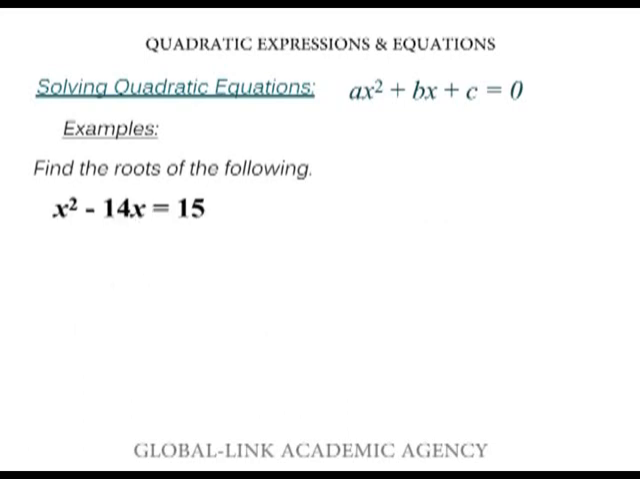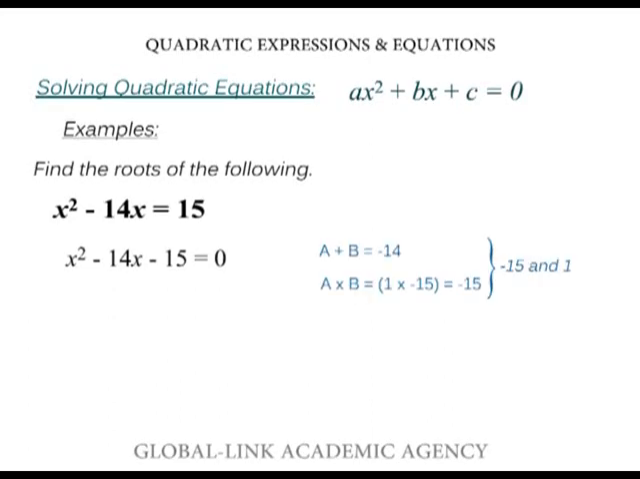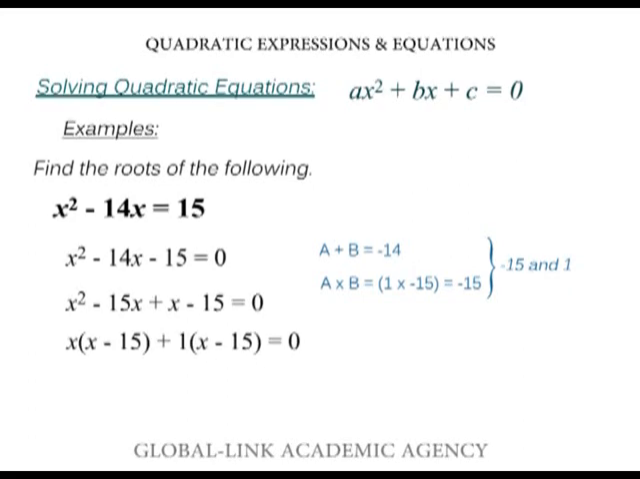B. x squared minus 14x is equal to 15. Write in standard form: x squared minus 14x minus 15 is equal to 0. Factorizing, our numbers are minus 15 and 1. x squared minus 15x plus x minus 15 is 0. Factorize: x into x minus 15, 1 into x minus 15.